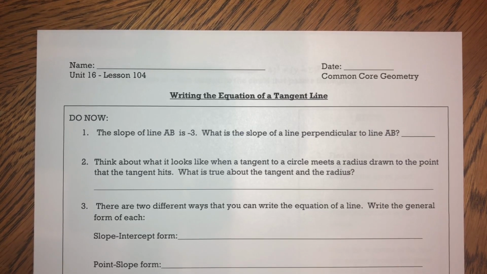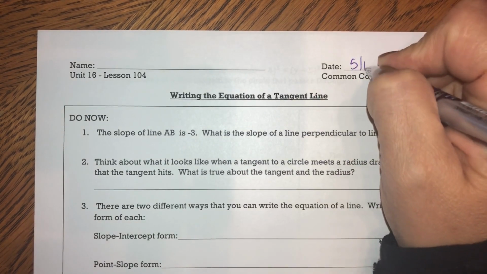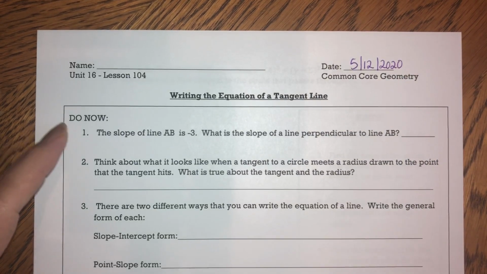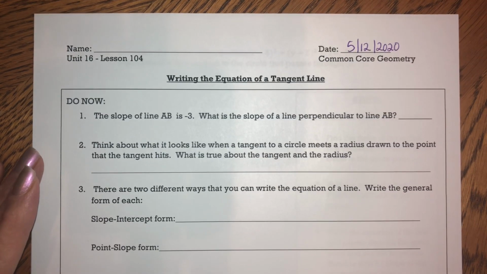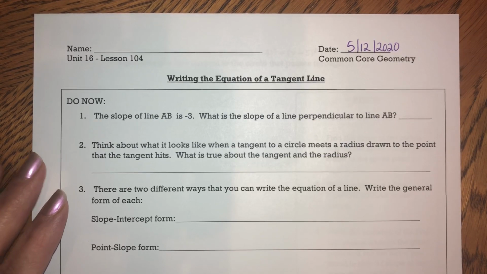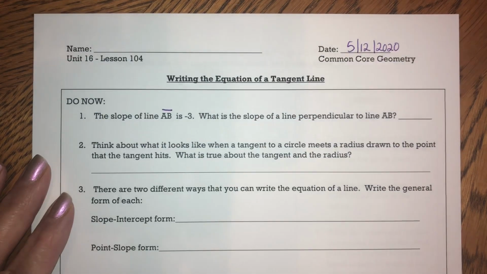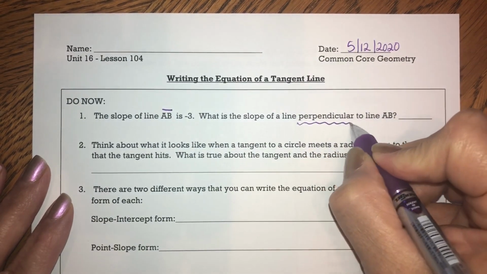So our last official date here is going to be May 12th, 2020. And of course, the first little section here is a do now. So if you want to shut this off and try it first and then come back and check, do that. So here goes. The slope of a line called AB is -3. Normally that would have a little line above it. What is the slope of a line that is perpendicular to AB?